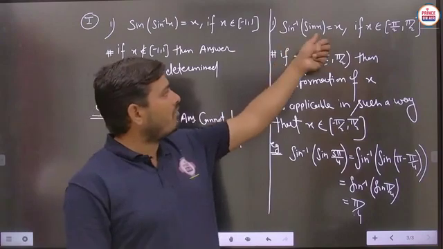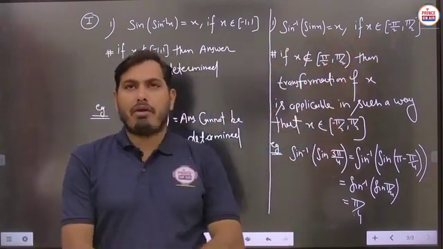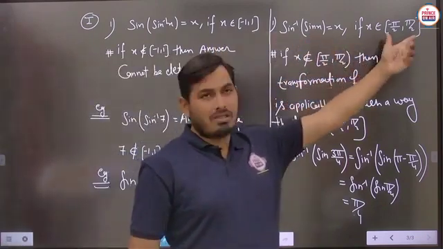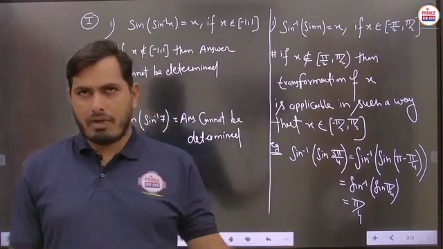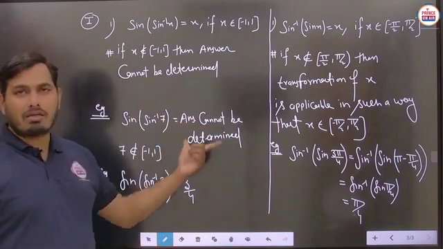In this case, sine inverse of sine x will be x, but where x belongs to minus pi by 2 to plus pi by 2. I am just explaining this part and this part. This is the very important part. This will hold, then the particular property you can use. Otherwise, in such kind of questions, we can say that the answer cannot be determined.